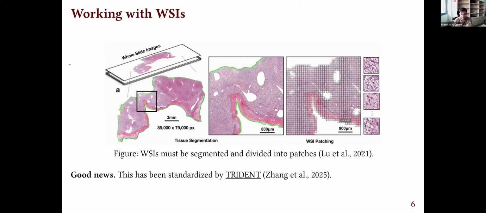For this, we need to separate the tissue from the background in the whole slide image, and that is usually called segmentation. The good thing is that this process has been standardized by a tool called Trident that was launched last year. So essentially, we just have to feed the whole slide images to this Trident tool, and it will give us the patches. I will show you how you can use Trident in the second part, in the notebook. torchmil, the library I'm going to talk about today, is designed to work with this Trident tool.